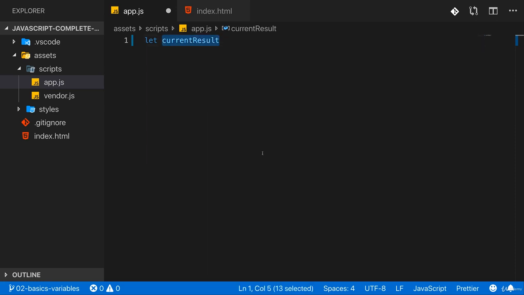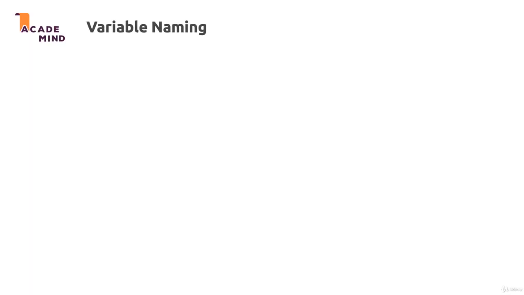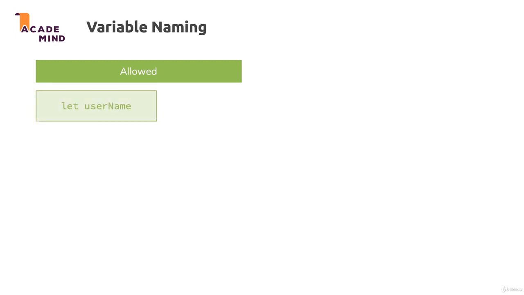Now, regarding the name of your variable or constant, there are a couple of rules and recommendations you should keep in mind. There are certain allowed and not allowed names. So allowed is this name, for example, username, written like this. And it's a best practice to use this special naming convention, which is called camel case, which means that your name starts with a lowercase character and is only one word.